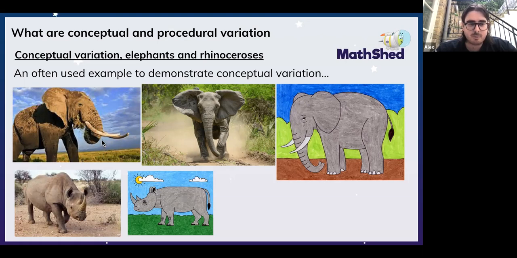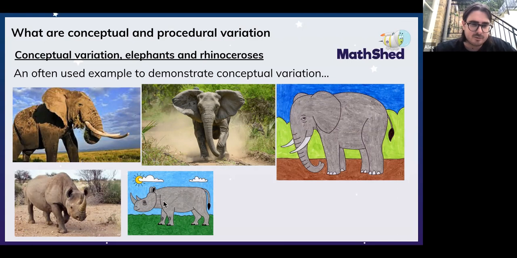So here we have what we consider to be a standard example of an elephant on the top left-hand side, where it has tusks. Then we've got a non-standard example where the elephant doesn't have tusks. But because we know what an elephant is, we can go, okay, that is an elephant. It just doesn't have tusks. Tusks aren't necessarily an essential feature of being an elephant. Then we've got an illustration of an elephant as well, to show that there are real elephants, as in the photographs, but then there are also cartoon elephants, pictorial representations of elephants, and they're all the same.